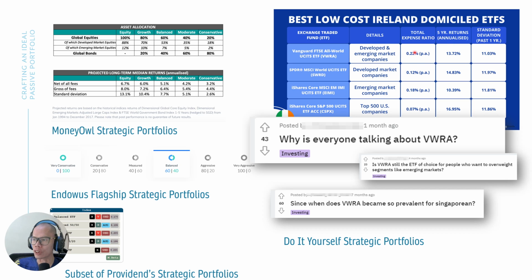As you can see, this one is taken from our friends at Sidley, and it breaks down some of the exchange traded funds, which are listed unit trusts that you can purchase through a broker platform. They are relatively cheap, and Sidley listed out the returns and standard deviation and all. You can also see that I've cut and pasted some topic starters that I see on Reddit, with people asking, why is everyone talking about VWRA? Is VWRA still the choice for people who want to overweight segments like emerging markets? And why is VWRA becoming so prevalent? If you're not aware of what VWRA is, it is one of these ETFs over here.